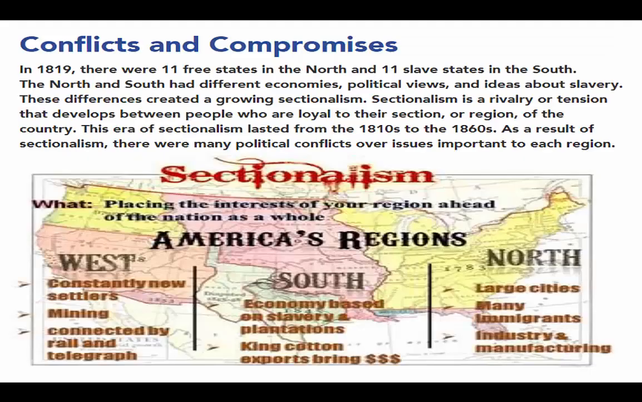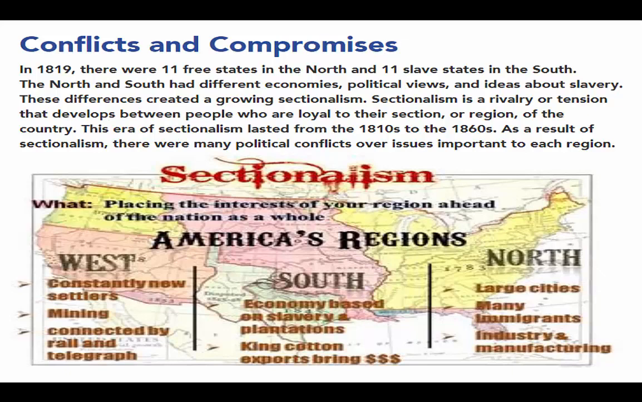Conflicts and Compromises. In 1819, there were 11 free states in the North and 11 slave states in the South. The North and South had different economies, political views, and ideas about slavery. These differences created a growing sectionalism. Sectionalism is a rivalry or tension that develops between people who are loyal to their section or region of the country. This era of sectionalism lasted from the 1810s to the 1860s. As a result of sectionalism, there were many political conflicts over issues important to each region.